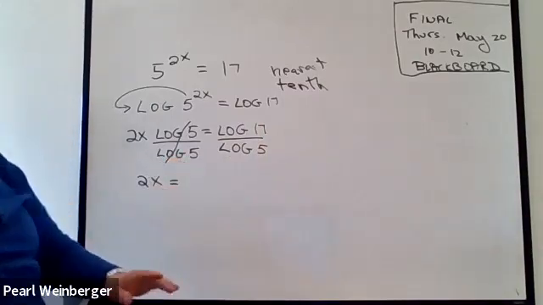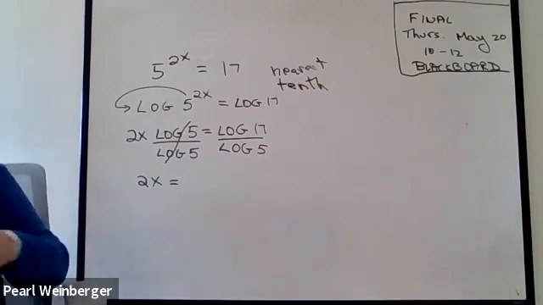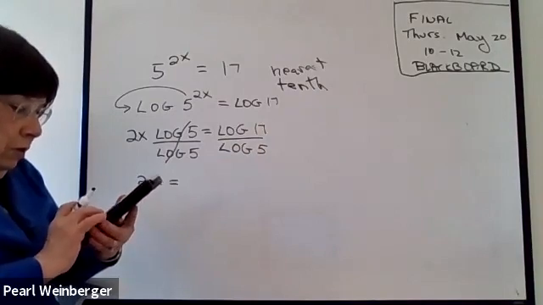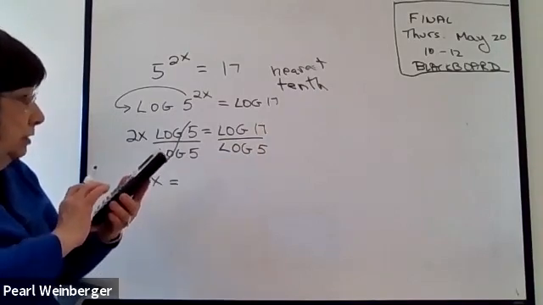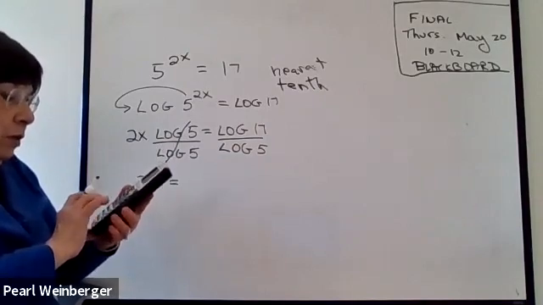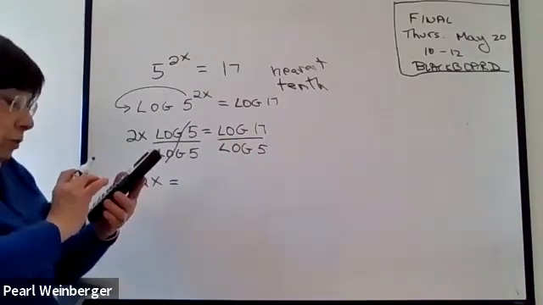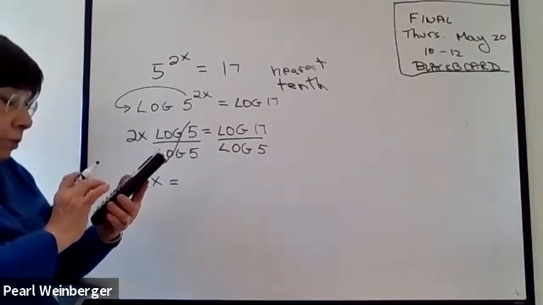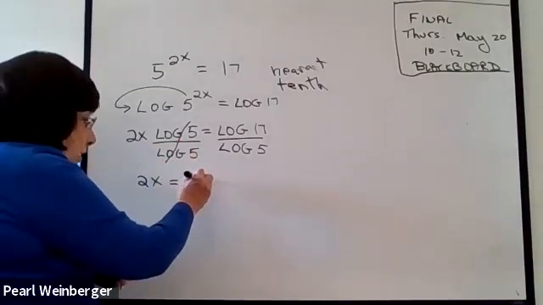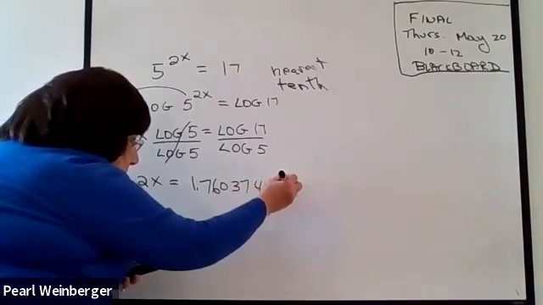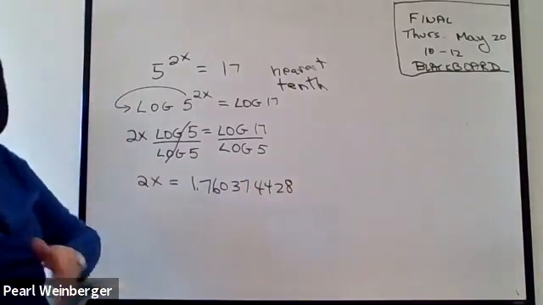Over here, now I have to take out my calculator. I can't do this without a calculator. I'm going to put in log. Press my log button, put in 17, close my parentheses, divide. Press my log button again. I got 1.7603, and I get 1.760374428. I'm writing the whole thing I see on my calculator.